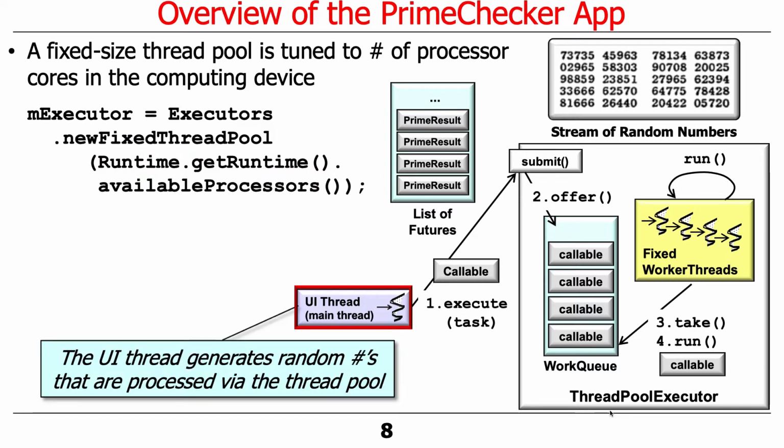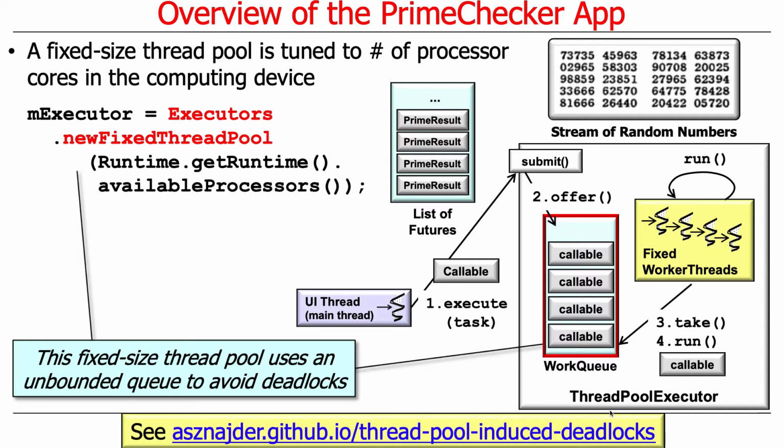We're also going to have a user interface thread that's separate from the thread pool, and that's the thread that interacts with the user and takes the count of the number of threads, the number of random numbers to generate, and does all the user interaction. And it generates the random numbers and then passes them off to the thread pool for computation. And that way we don't block the user interface thread doing computations that run for a while.